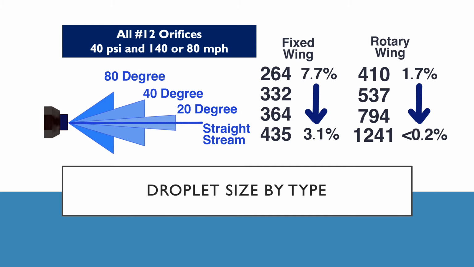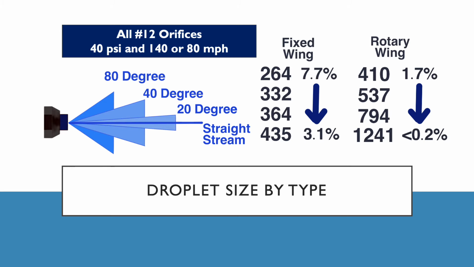So let's look at the impact that just changing nozzle has on droplet size. To keep this fairly simple, we're going to keep all of the nozzles using a number 12 orifice, all operating at 40 psi, and we're going to look at two different airspeeds, one for fixed wing at 140 miles per hour, and one for rotary wing at 80 miles per hour.